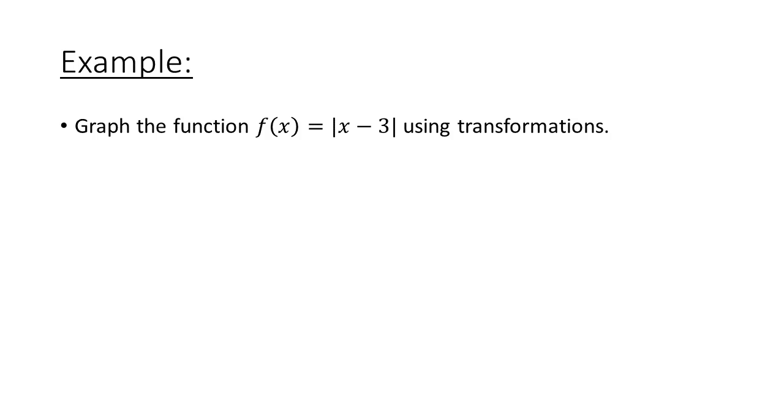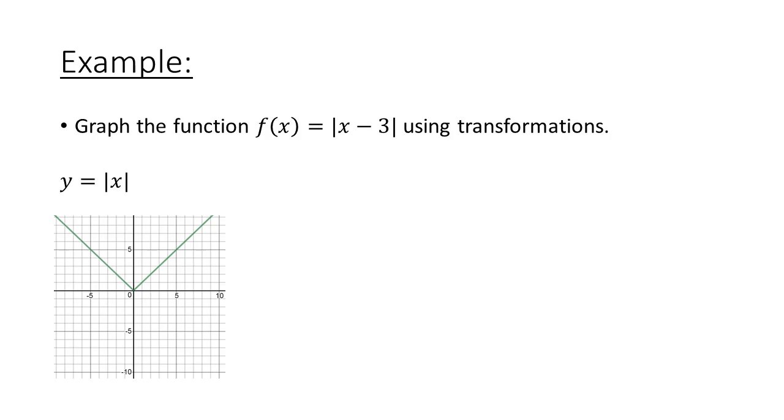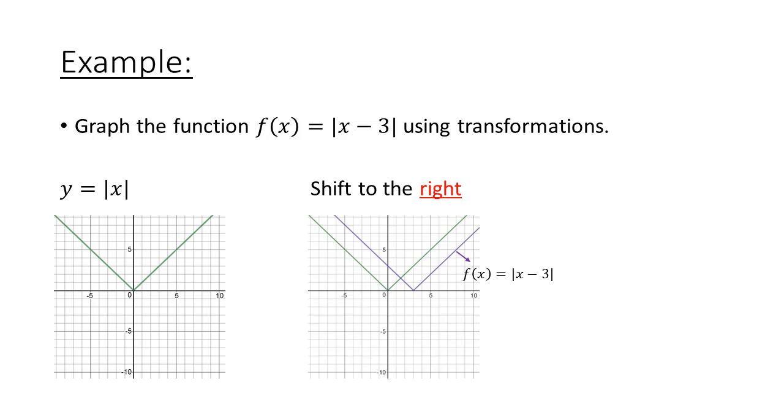Let's graph the function f of x equals absolute value of x minus 3 using transformations. So this is a transformation of the absolute value function. Therefore, we first graph the function y equals absolute value of x. Next, we shift the graph 3 units to the right, since 3 is subtracted from x inside the absolute value.